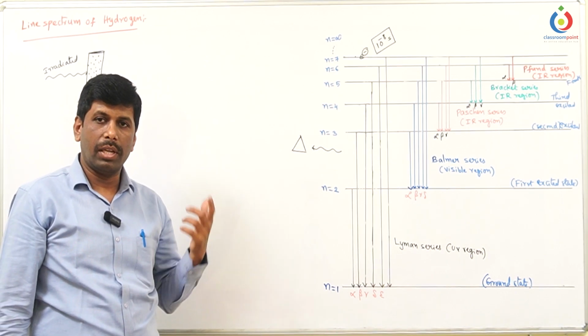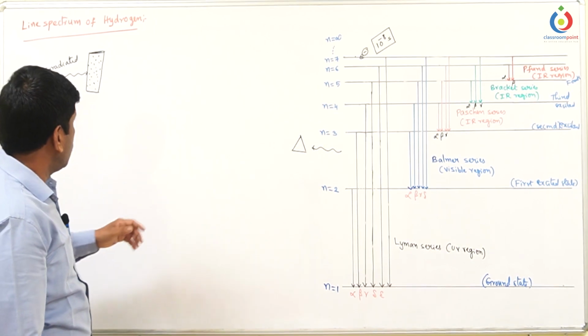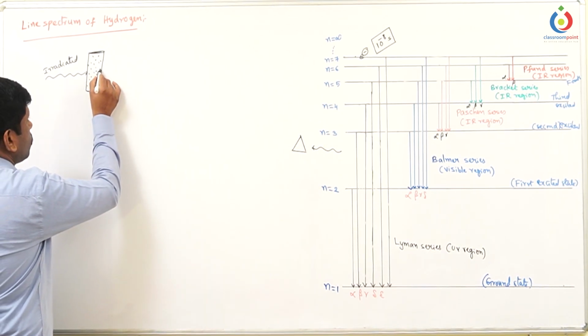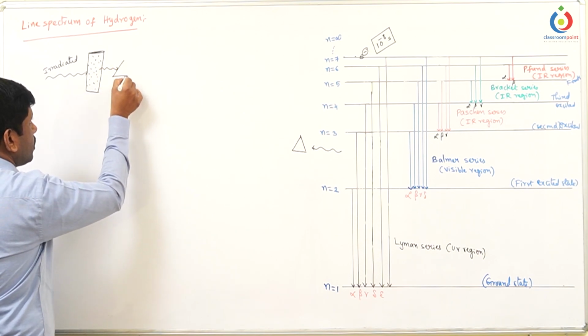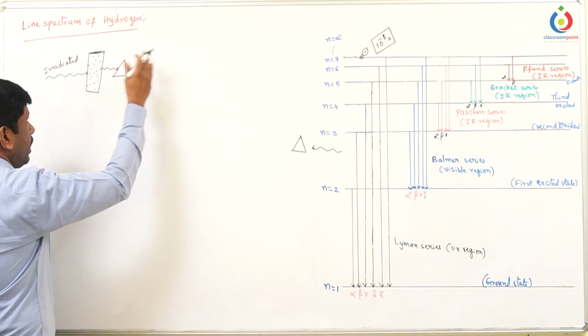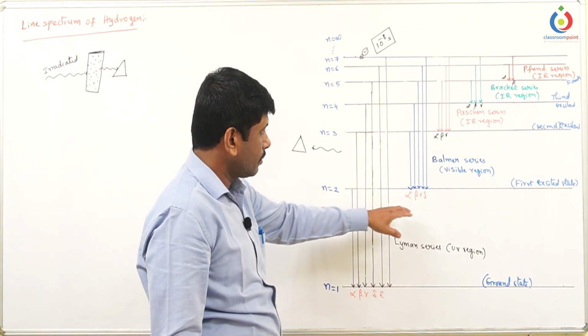It's not necessary for every hydrogen to release the amount of energy it absorbed earlier. When this emitted, de-excited radiation is passed through the nickel prism, various spectral lines have been observed. Those spectral lines are these.